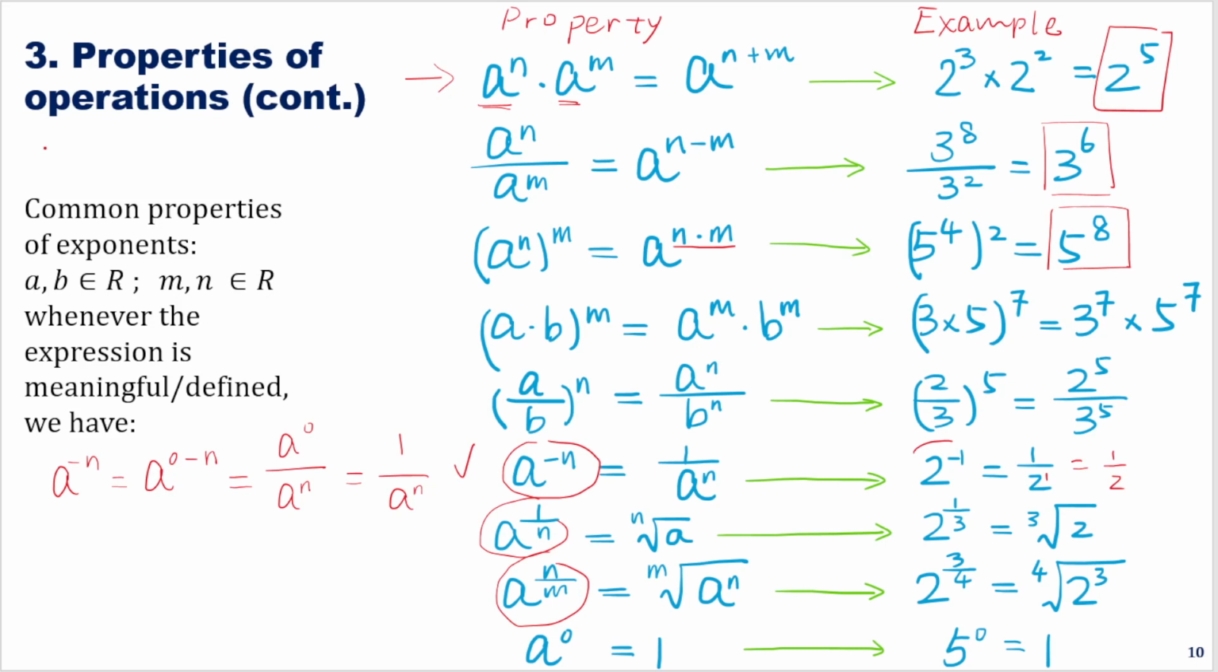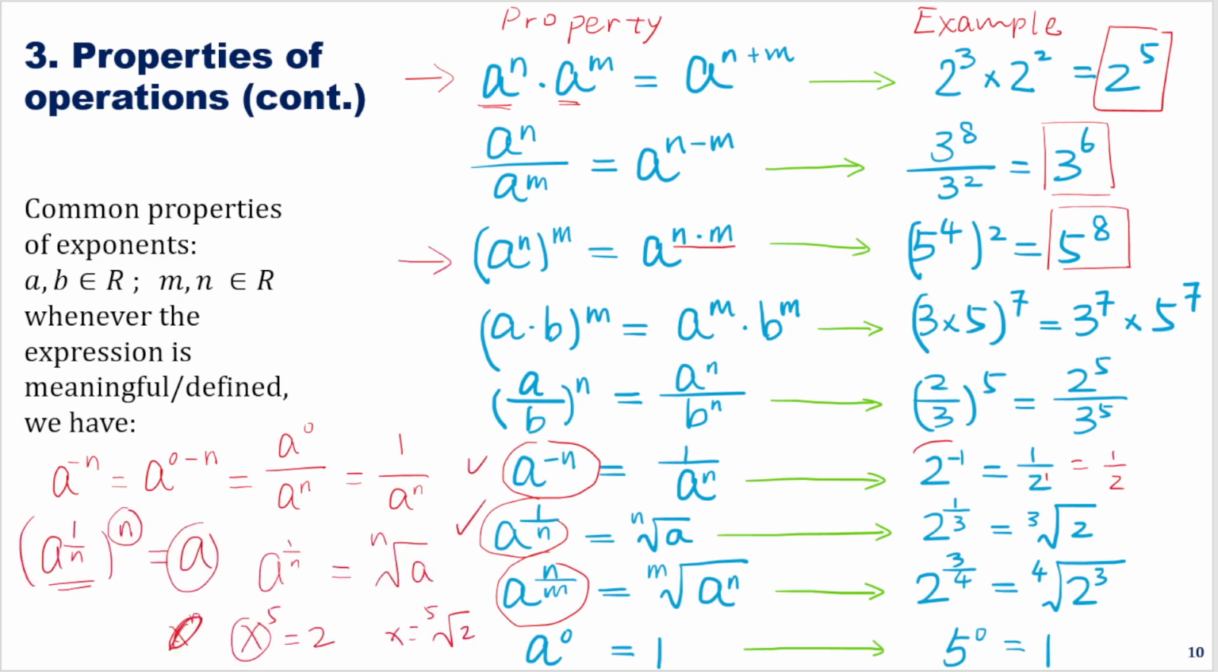Okay, next one. A to the power of 1 over n. Yeah, because the second one, a to the power of 1 over n raised to the power of n gives you a. Therefore, we know this number in the parentheses is actually the nth root of a. Okay, then combine the two expressions, we can have the next one.